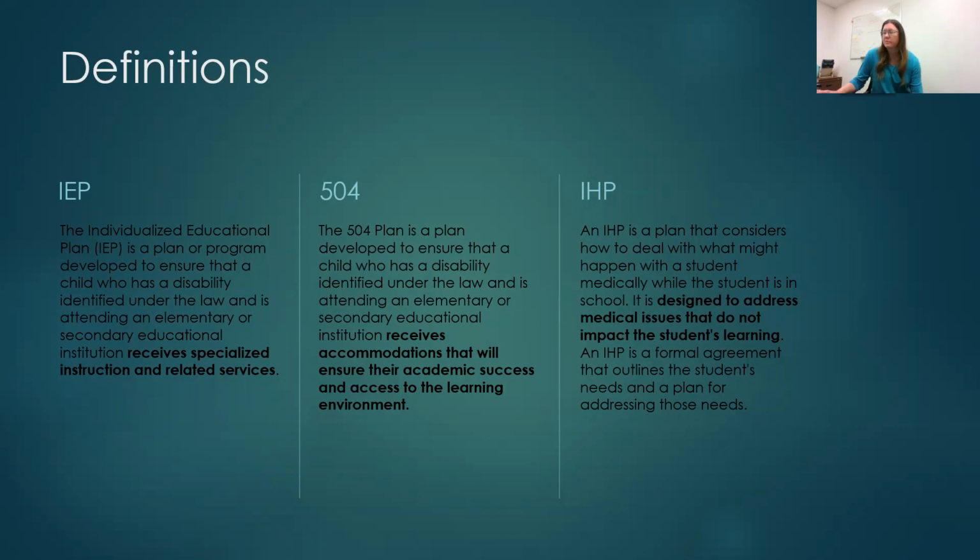So keep it going with definitions. A health plan, or an individualized health plan, or an IHP, is a plan that considers how to deal with what might happen with a student medically while the student is in school. It is designed to address medical issues that do not impact the student's learning. An IHP is a formal agreement that outlines the student's needs and a plan for addressing those medical needs. These health plans only address medical needs that could happen while that child is in school during the day. It is not going to address any educational needs.